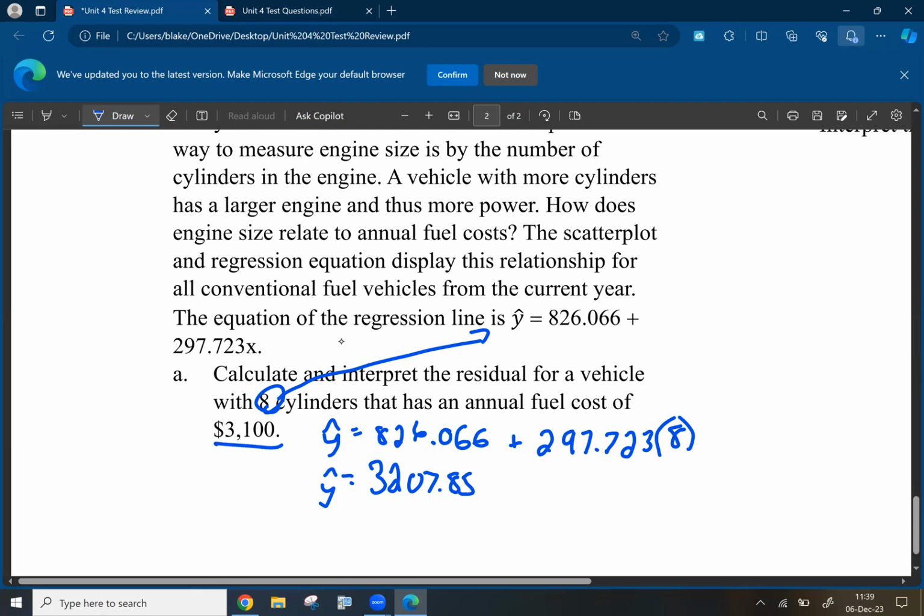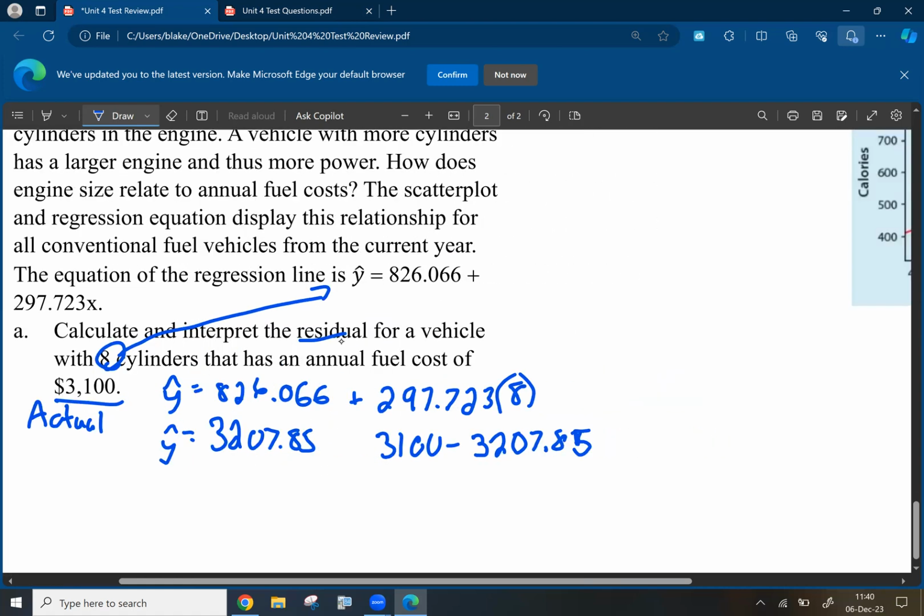And remember, this was the actual fuel cost. So the residual, remember, is the actual fuel cost minus the predicted fuel cost, which comes out to negative 107.85. Which basically means that the actual fuel cost was $107.85 less than expected.